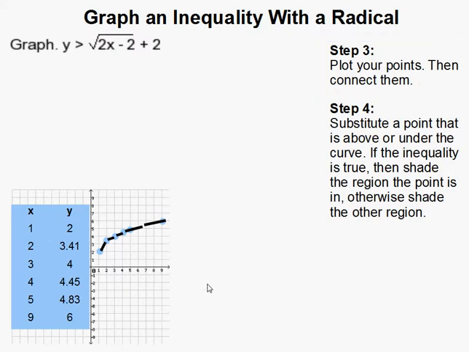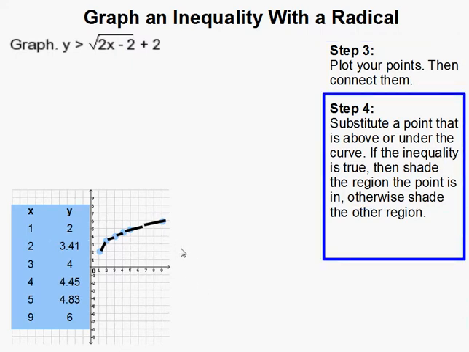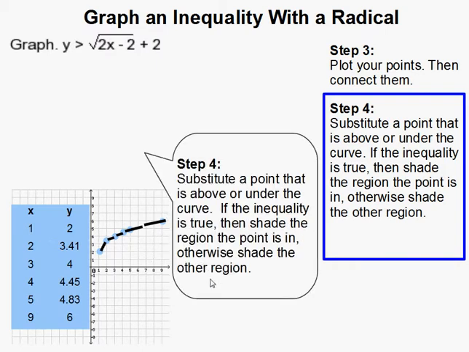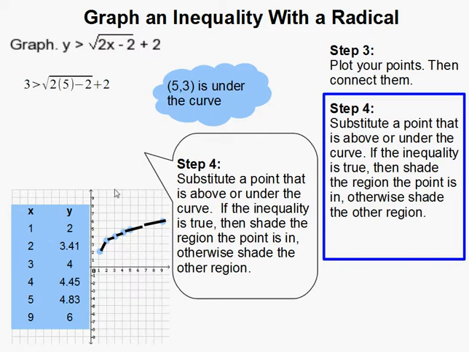And now finally, we need to know where to shade. We need to find a point that is clearly above or below the curve. I picked 5, 3, which is right here. It is obviously under the curve. Then we substitute that point 5, 3 into the original inequality. If that's true, then we would shade the part underneath. But if it's false, then the answer is not under here, it's on this side.